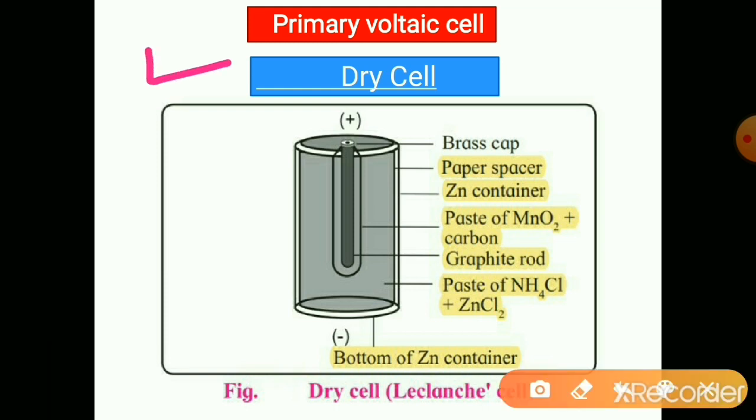Once the chemicals get exhausted, this cell is to be thrown out. This cannot be put in use again. This cannot be recharged. This becomes dead after the use. It is to be thrown.